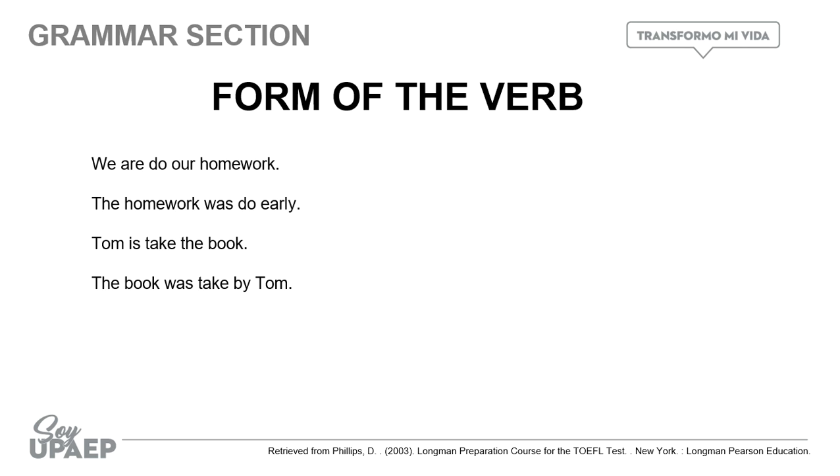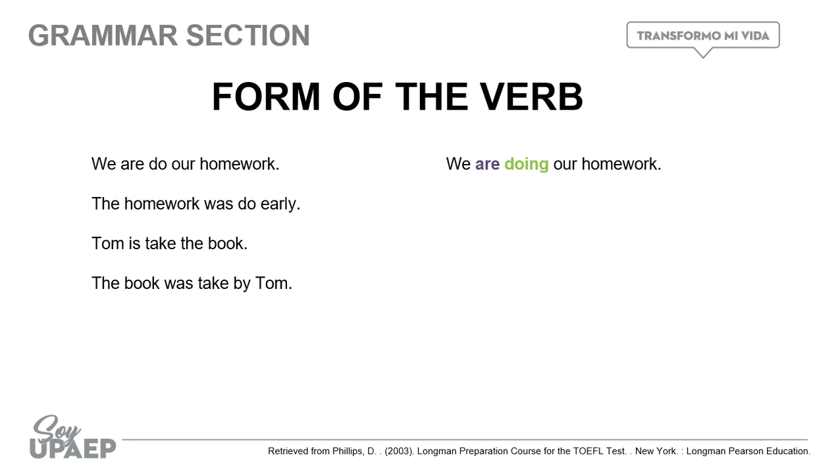On your screen, you have 4 more sentences that have mistakes. So we have, we are do our homework. The homework was due early. Tom is take the book. The book was taken by Tom. So again, take a moment and identify the mistake.